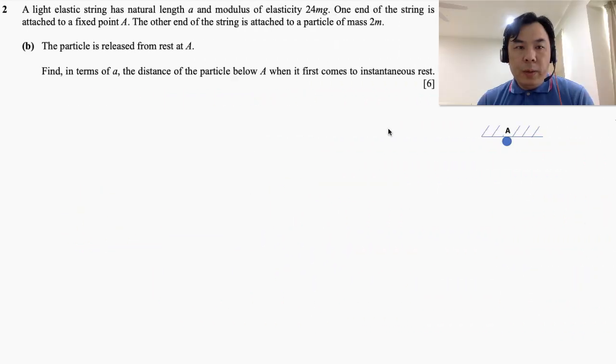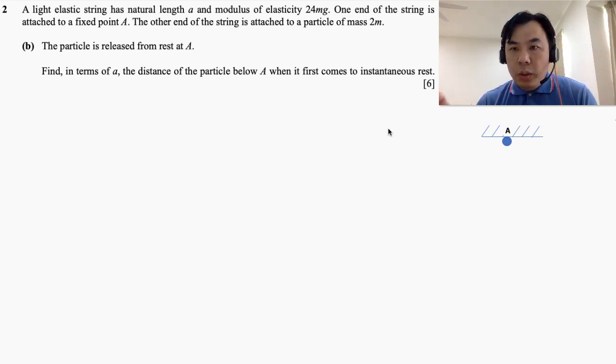Question 2B. The particle is released from rest at A. Now you can see that more information is given to us. If we have this information, maybe conservation of energy can be utilized in this case. We need to find, in terms of a, the distance of the particle below A when it first comes to instantaneous rest. We can see more information now. We sort of get full confidence on how to apply conservation of energy now, right?